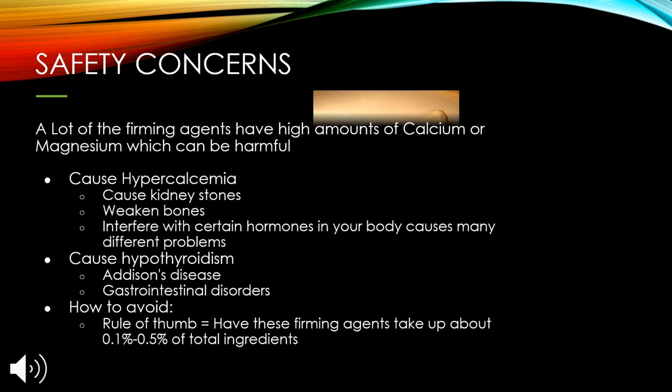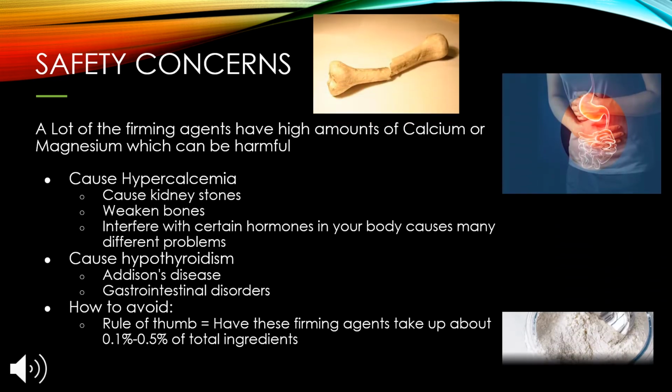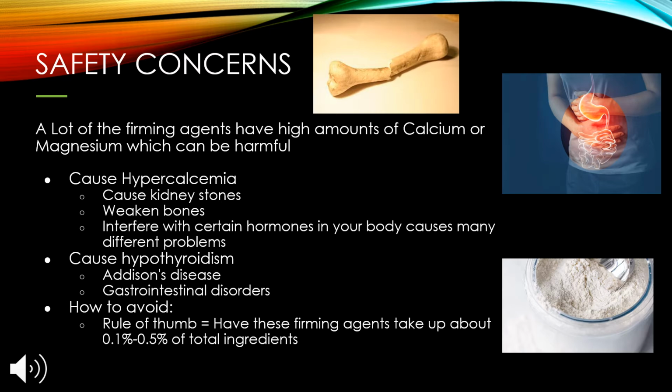These firming agents also have some safety concerns. A high intake of calcium can cause hypercalcemia, which can cause kidney stones, weaken bones, or interfere with certain hormones in your body. A high intake of magnesium can cause hypothyroidism, which can lead into Addison's disease or gastrointestinal disorders. To avoid this, we must make sure that when we add these firming agents, we are only adding about 0.1 to 0.5% of the total ingredients.